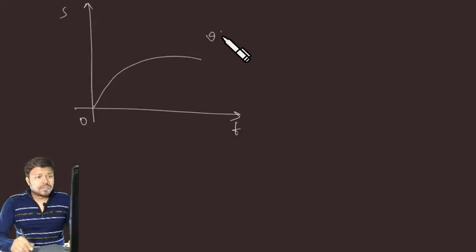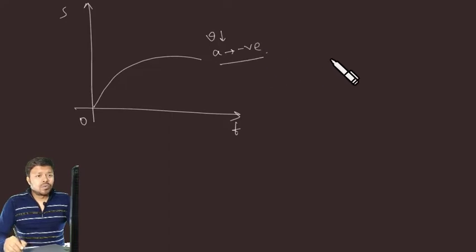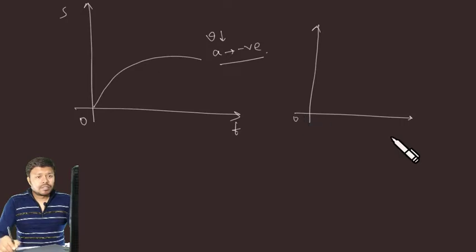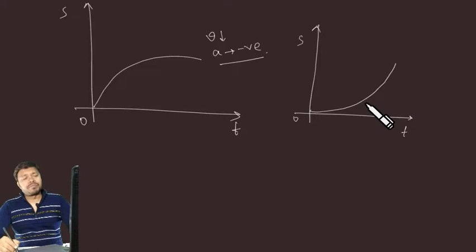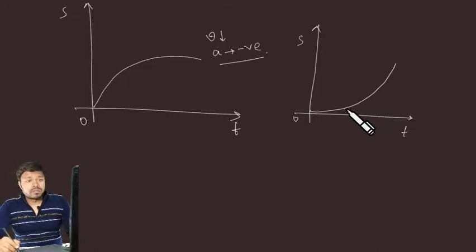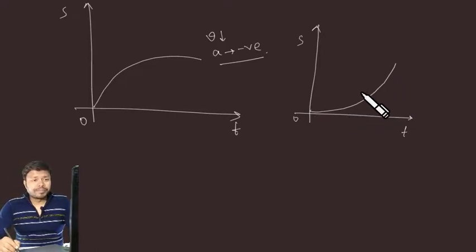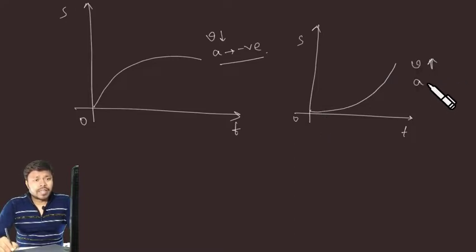The velocity decreases means acceleration is negative. Whereas if the graph looks like this, same graph, so the graph looks like this, means the curve is upward. The curve is upward. Then the velocity increases and acceleration is positive.